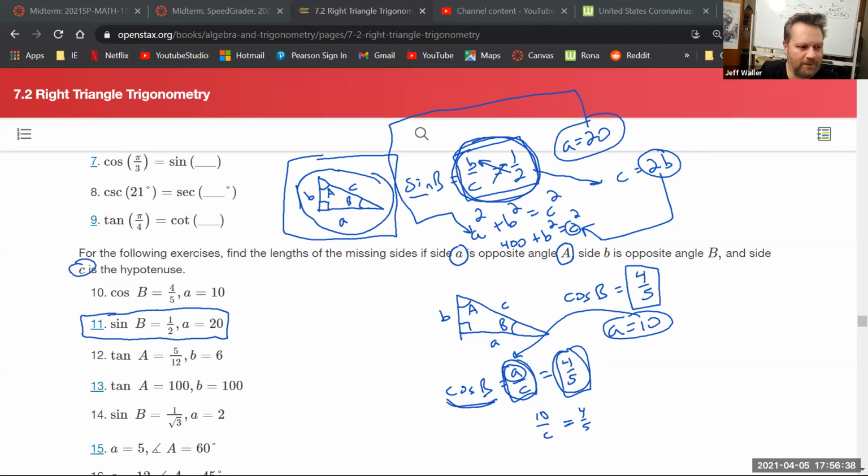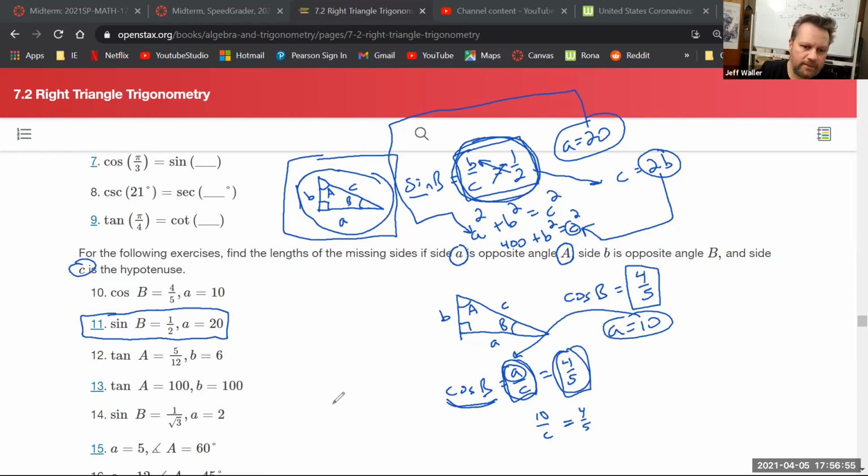Somebody's having a party. Not cosine? I like it. Sorry? I was making a joke. You said you need a sine, not a cosine? Oh, that was a good joke. Sorry. All right. I like it.